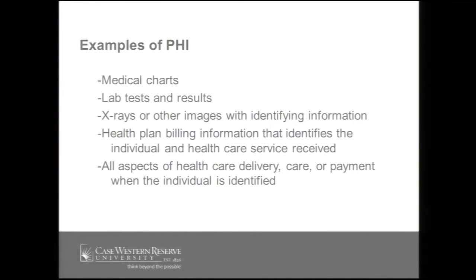So what are examples? Medical records, obviously, that have an identifier like name or medical record number, lab results, x-rays, health plan billing information. PHI is not just the records themselves, but the information from the records. So it's possible that two people standing in an elevator could be discussing a patient, or a person discussing their PHI, and be overheard by someone else. So that would be a disclosure of PHI or a HIPAA breach. Could be.